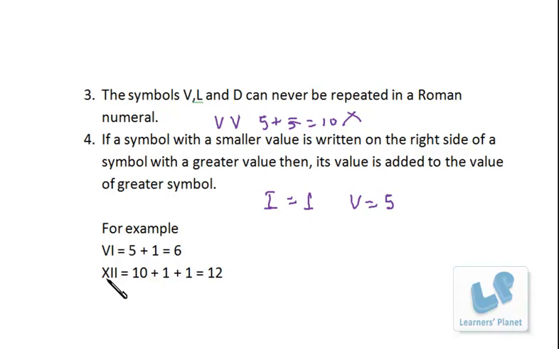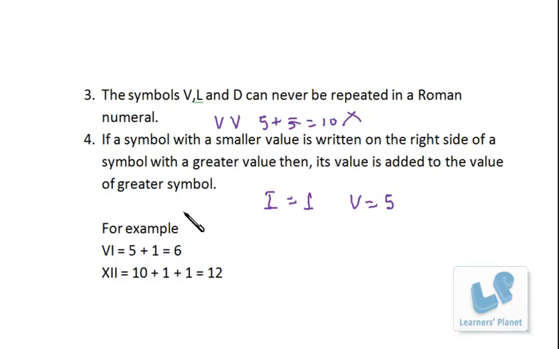Similarly, here we see it's X, I and I. The value of X is 10, I represents 1 and further I represents 1, and both the I's are written on the right side of X. That means the value of each I will be added to X. So it's 10 plus 1 plus 1, that is 12.